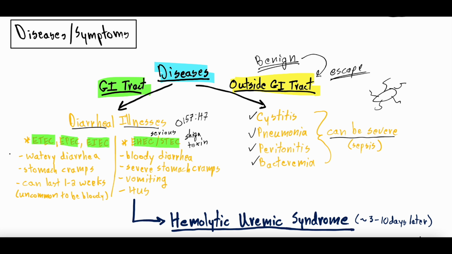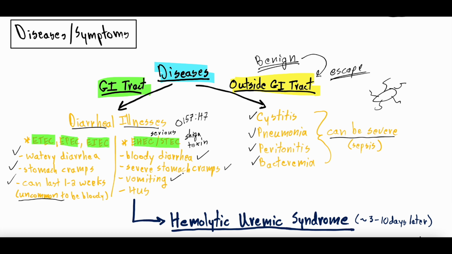The symptoms are often watery diarrhea, very rarely bloody. You sometimes get mild stomach cramps. It can actually last 1 to 2 weeks, but it's very uncommon for it to be bloody. It almost always self-resolves. And unless you're immunocompromised, super old, super young, or unable to hydrate, it usually does not cause severe disease. Okay? EHEC or STEC, the Shiga toxin producing, or the more serious one, often causes bloody diarrhea, severe stomach cramps, vomiting.